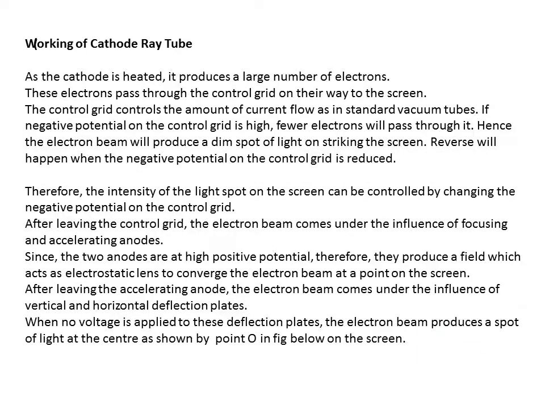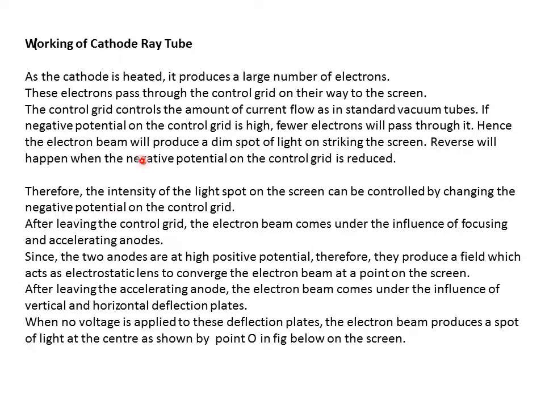Next is the working of the cathode ray tube. As the cathode is heated, it produces a large number of electrons. These electrons pass through the control grid on their way to the screen. The control grid controls the amount of current flow in the vacuum tube. If the negative potential on the control grid is high, this is the most important point, fewer electrons will pass through it. Hence, the electron beam will produce a dim spot of light.